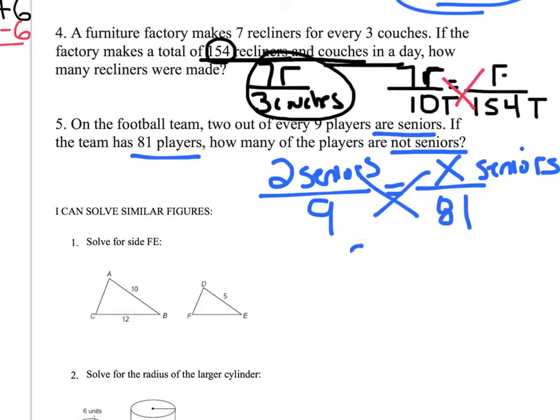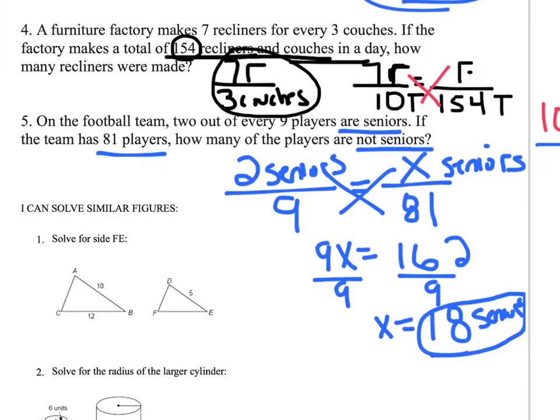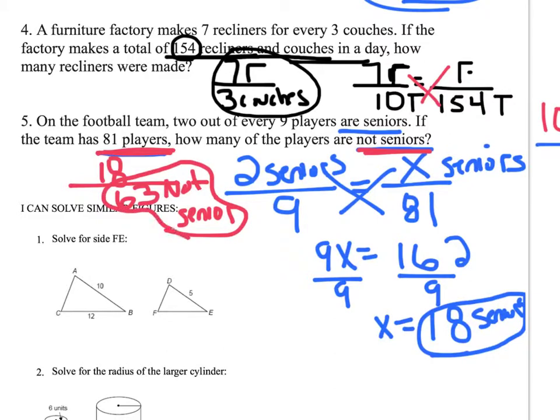Cross multiply. 9x equals 162. Let's divide by 9. X equals 18. So 18 represents the number of seniors on the entire squad. Well, if the squad is made up of 81 players, how many are not seniors? Well, that's 81 minus 18, right? 81 minus 18 is going to be 63. So 63 are not seniors. That means they could be freshmen, maybe, sophomores, and juniors.